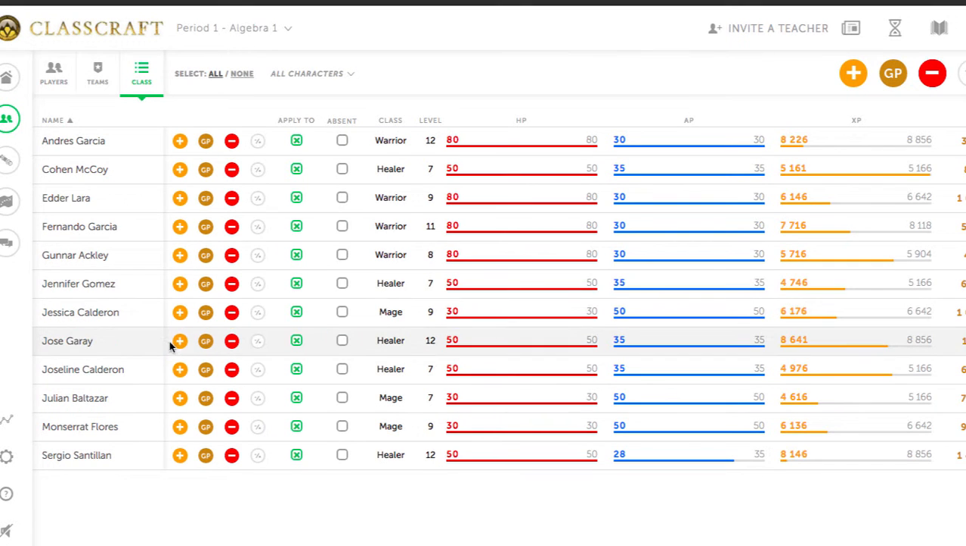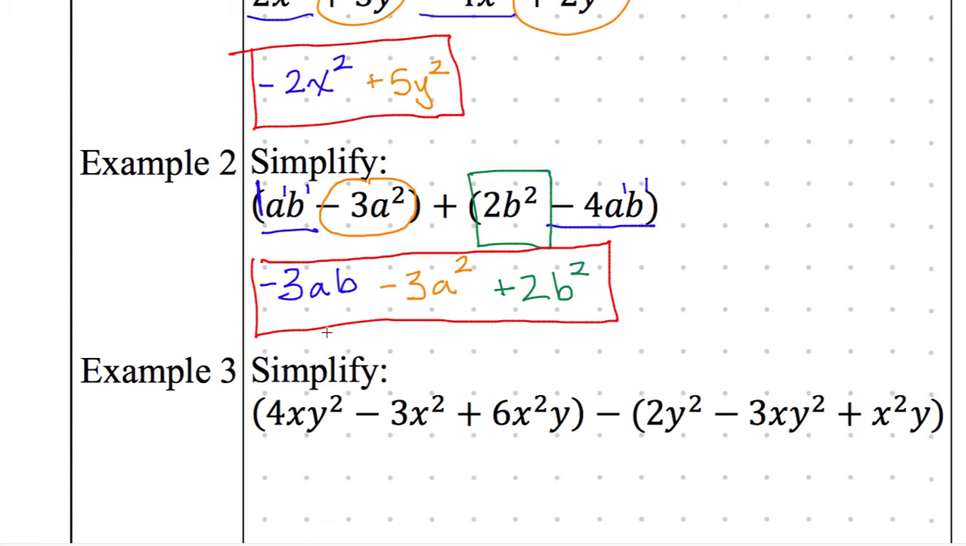Thank you, Jose. Yeah, sometimes there aren't any like terms. This -3a squared, there was nothing like this a squared, so I can't do anything. I just leave it as -3a squared.